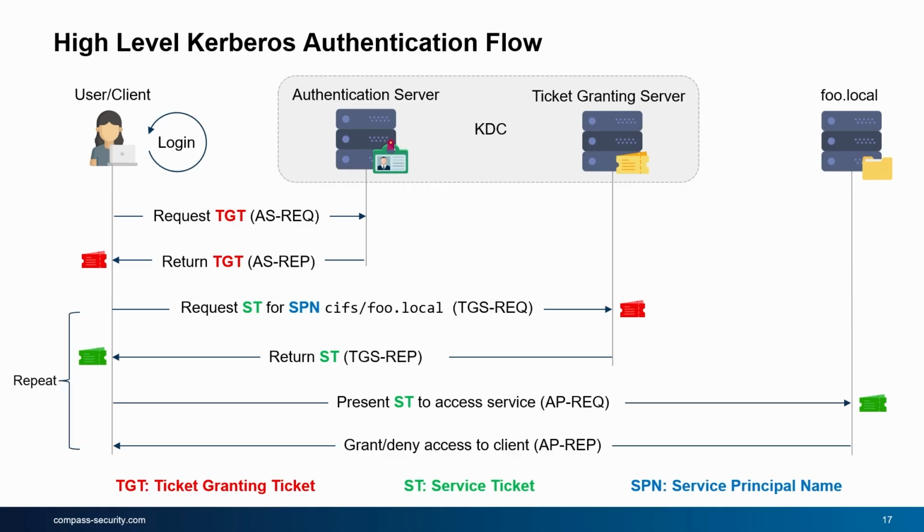And then, of course, if we want to access a different service, not CIFS on foo.local, but let's say LDAP on the domain controller, or a database on a different system, all these steps here are simply repeated. So we still use the same TGT for its lifetime, which is by default 10 hours. And within those 10 hours, we can use this TGT to simply repeat this process for every new service that we want to access.